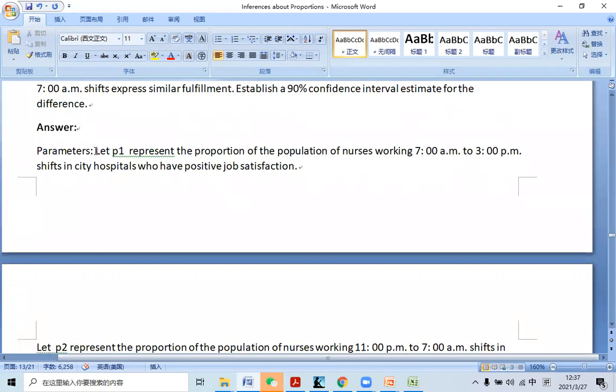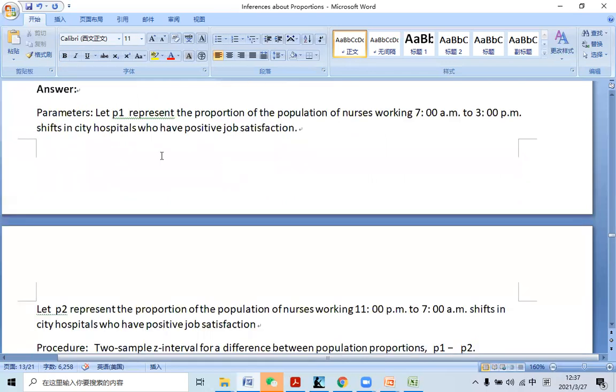Here we have some parameters. Parameters refer to population. These are different from statistics. Statistics describe your sample, but parameters are about population. P1, proportion 1, is a proportion of the population here. This is really important. It's different from your sample.